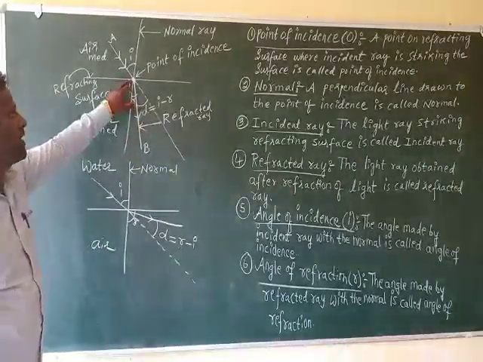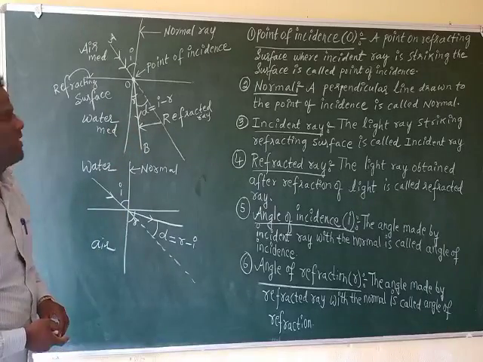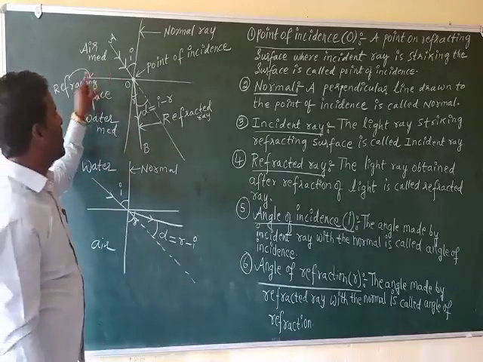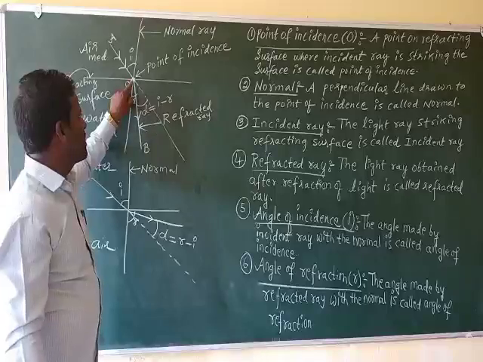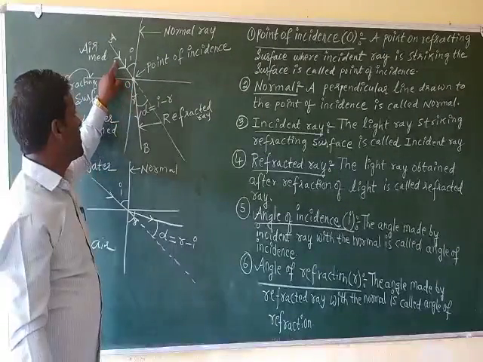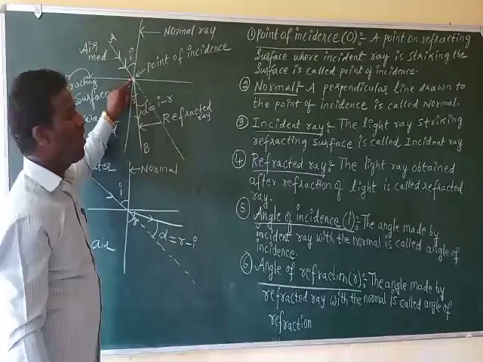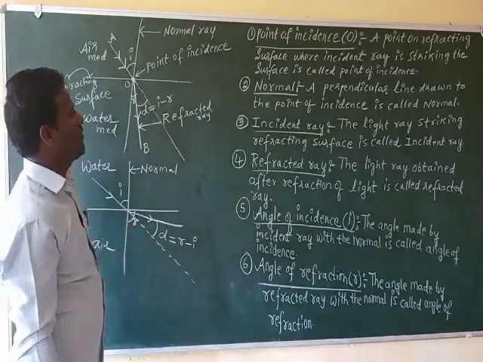O is the point of incidence. So what is the point of incidence? This is the particular point on the refracting surface where a ray of light is striking the surface. That is called the point of incidence.